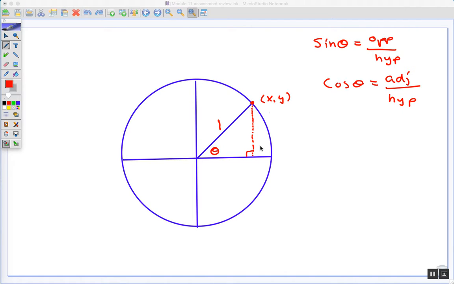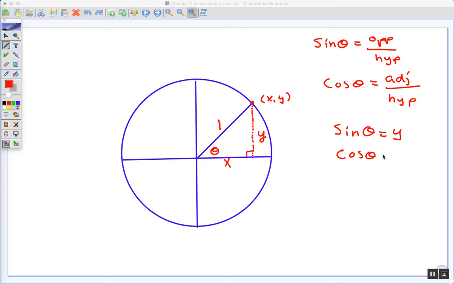So if we solve this for the sine of theta, you can see sine of theta is equal to opposite over hypotenuse. Well, if this is the coordinate x, y, this value is x, this value is y, so opposite over hypotenuse is equal to y. So we can say that the sine of theta is equal to y.